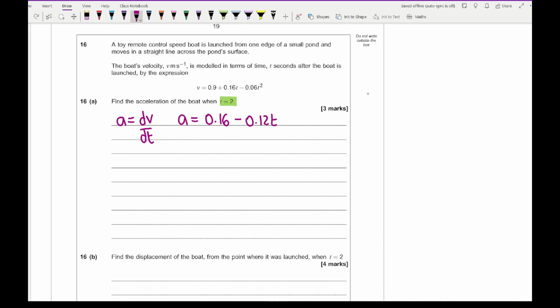So since t is equal to 2, acceleration is 0.16 minus 0.12 multiplied by that 2. That gives us an acceleration value of negative 0.08, and the units are meters per second squared.